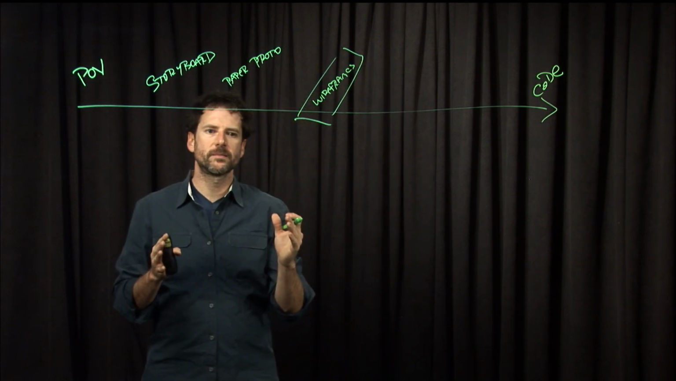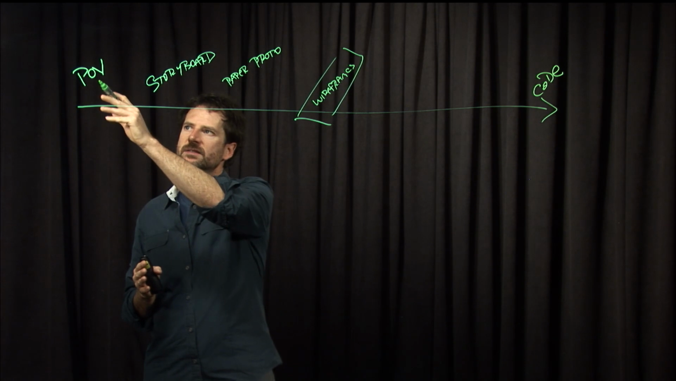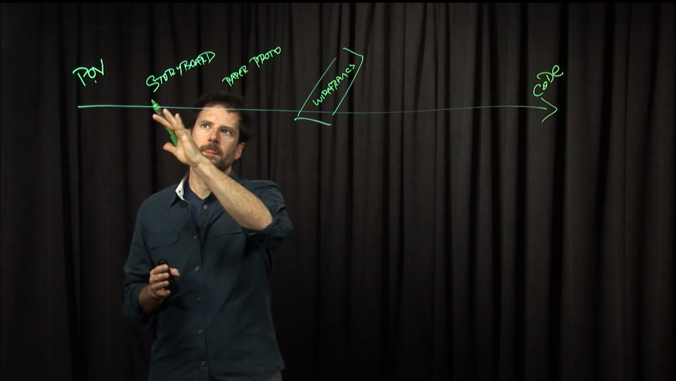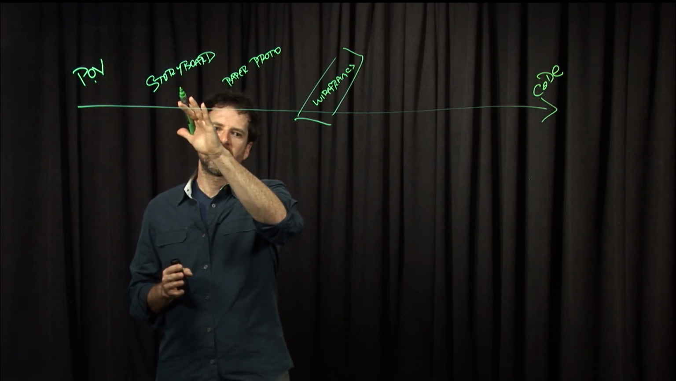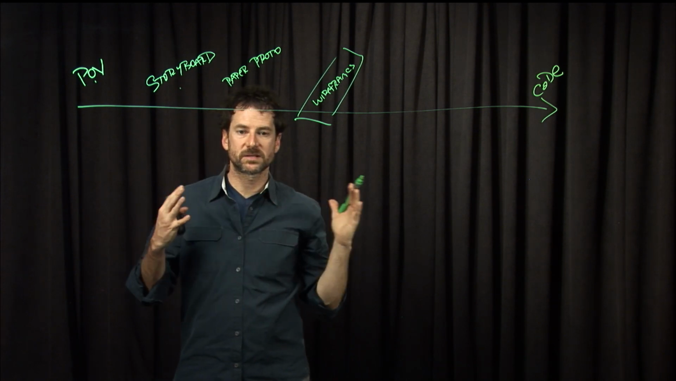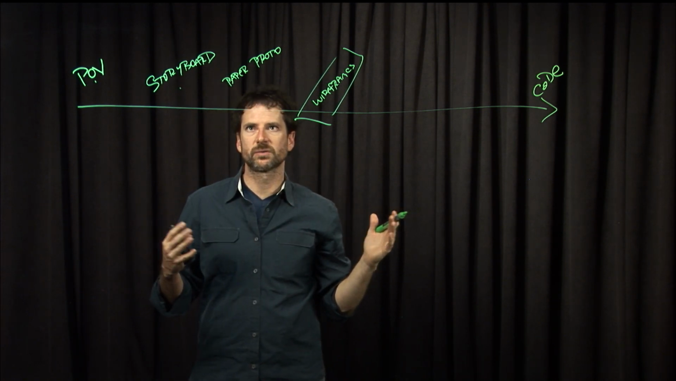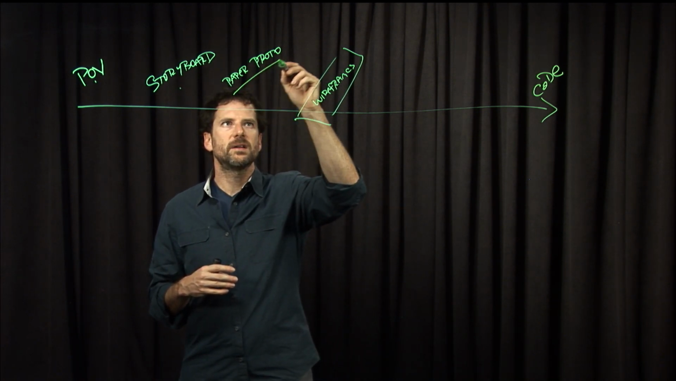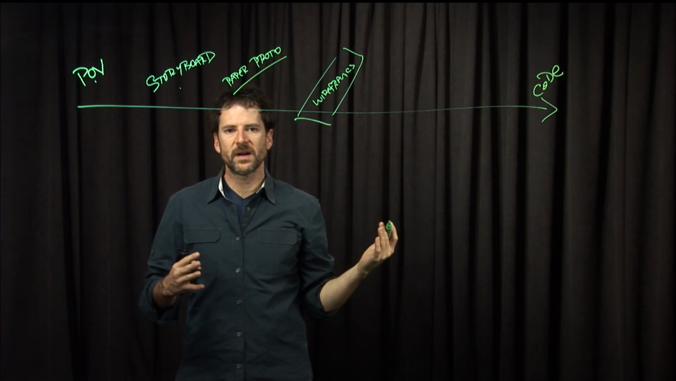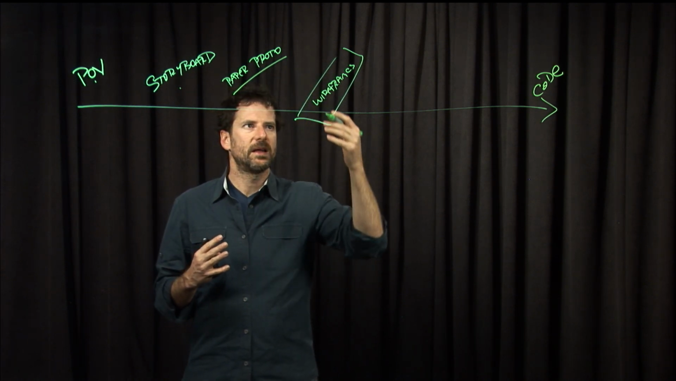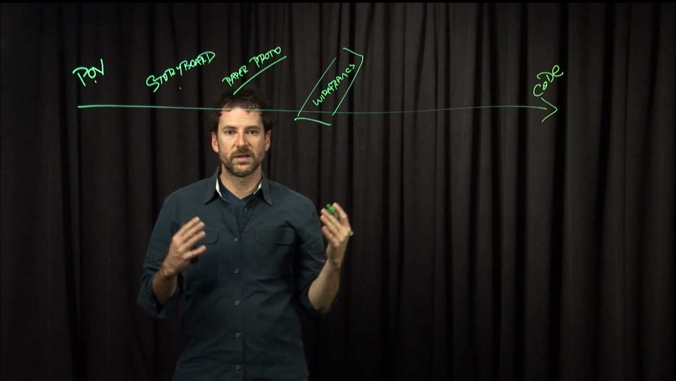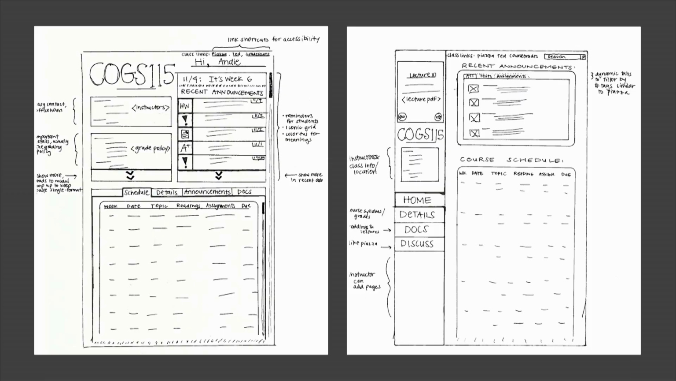So what a wireframe does is it takes the point of view that you've got, it makes sure that you can complete the scenarios that you've laid out in your storyboards, and it starts to instantiate the rough ideas from your paper prototype into a really concrete user interface design. Here's an example of that.